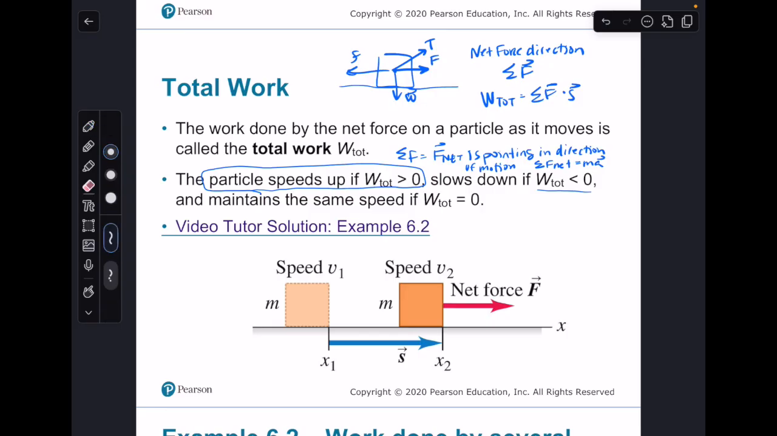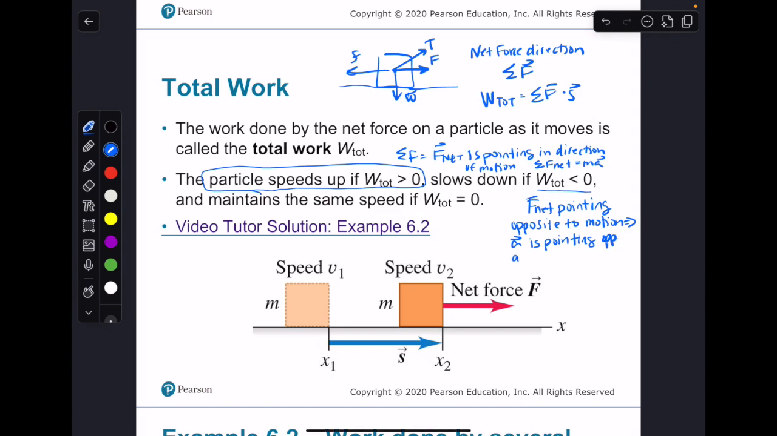Well, that makes sense because that means that F net is pointing opposite to the direction of motion. Which means that A is pointing opposite to the direction of motion as well. And therefore, your velocity is decreasing, right? So you're slowing down because your acceleration is pointing opposite to the motion direction. So your velocity is getting slowed down. Okay?